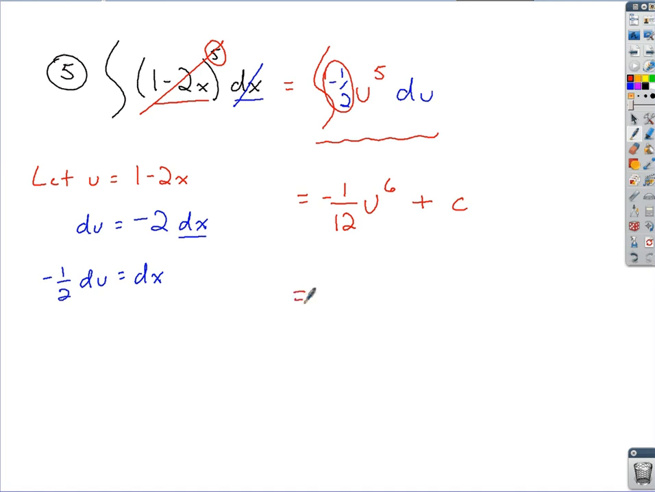At this point, the only thing left to do is replace that u with what we let it equal in the first place, so that we get everything back with respect to the original variable that was x. So u is going to be 1 minus 2x. It's all to the 6th now. Tack on your c. There is your antiderivative.